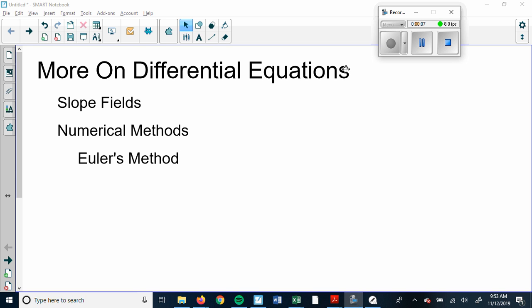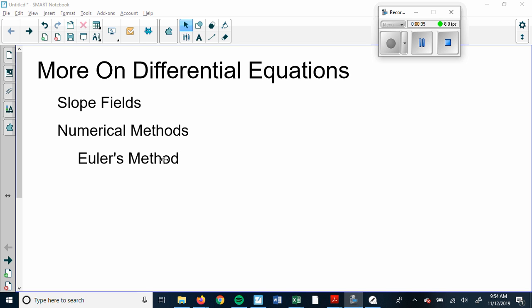I certainly learned a lot as I've been doing this, and how to make some of these Desmos and Excel work for us. So we're going to talk more about differential equations today. Slope fields, we're going to talk about that. You may remember that from Calc 1. We're going to talk about numerical methods. Both of these are ways to solve differential equations. When we talk about numerical methods, we're specifically going to look at Euler's method today.